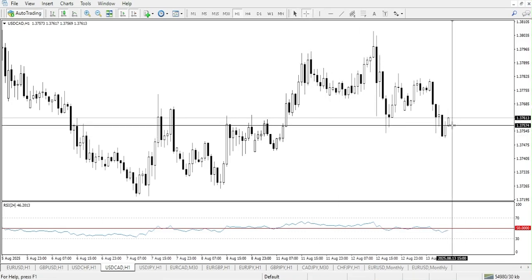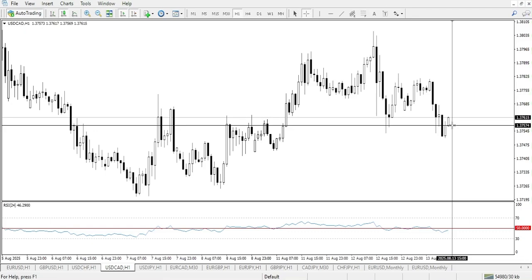So I took the position right after the closure of this candle around 1.3757, and I got the 1.3759 price level because of the spread, and I'm going to close this position exactly when USD CHF will be closed. There are two ways you can do this. Number one is to do this manually.